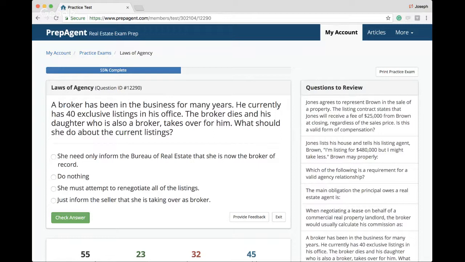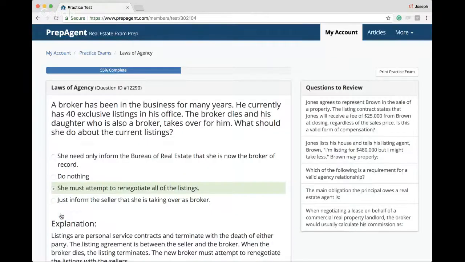What do you guys think? And the answer is C, because you have to remember this is a personal service contract, meaning they sign a listing with a person, not a company. So when that person is not there, everything must be renegotiated.